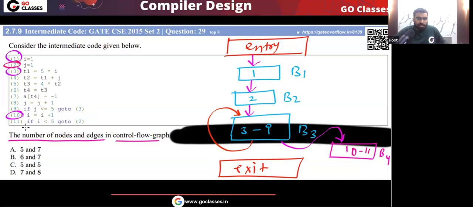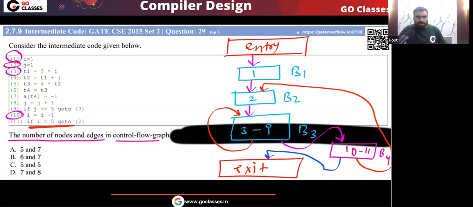From this 11, from this basic block 4, this is a conditional jump. So one edge will go to the basic block containing 2. Remember, from here you will go to the basic block containing 2, and another edge will be to the exit. Yes or no? Another edge will be to the exit.